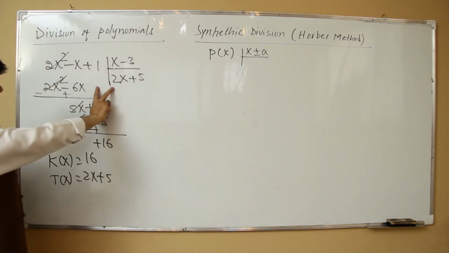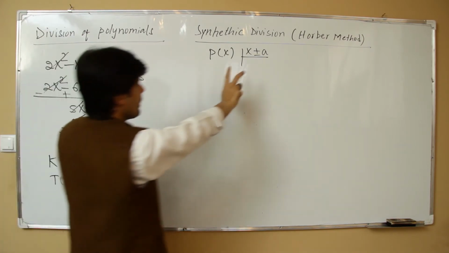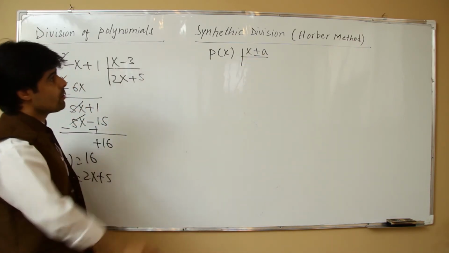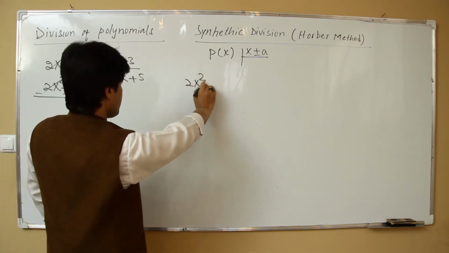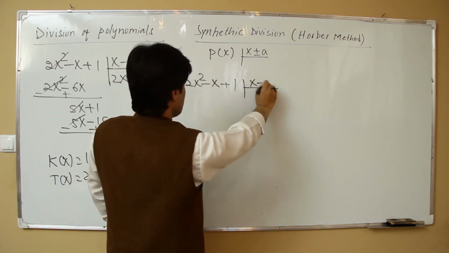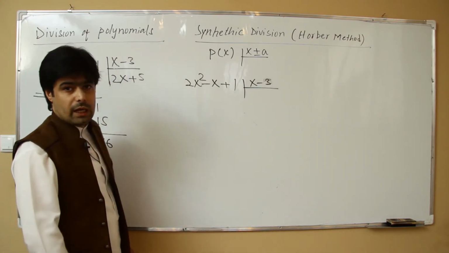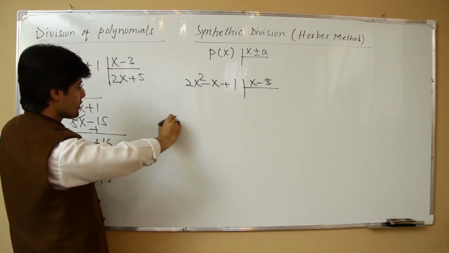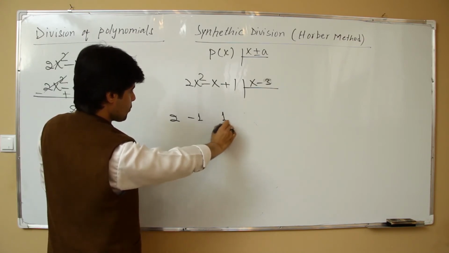Now look at this question. The divisor is looking like this one. If it looks like this, then you can use synthetic division. What do I mean? We have 2x squared minus x plus 1 divided by what? X minus 3. Now, how can you use this method? In this method, try to take the coefficients of the what? Of the dividend. What is the coefficient? 2. What's the coefficient? Minus 1.